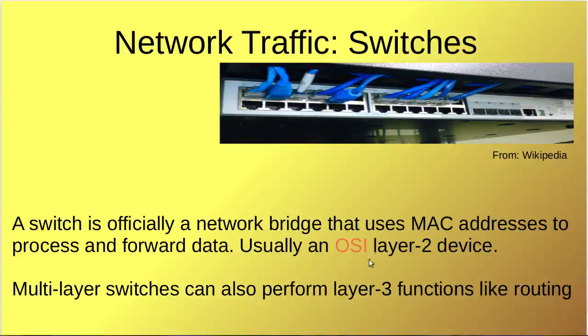OSI is Open Systems Interconnect, and it's like a default way of layering networks. There are switches that might perform layer 3 functions like routing. Routing is definitely in OSI layer 3, and switches are usually layer 2. We'll just consider them to be layer 2 as far as this discussion is concerned, but you might want to know that there are multi-layer switches.